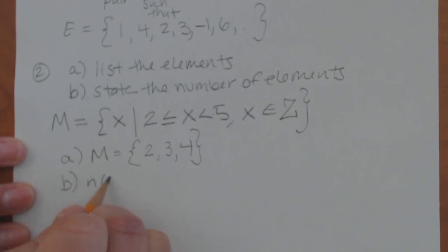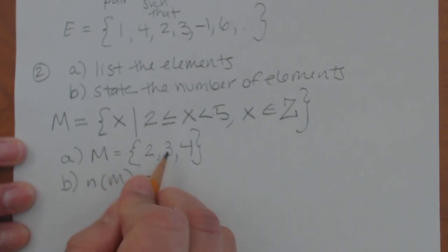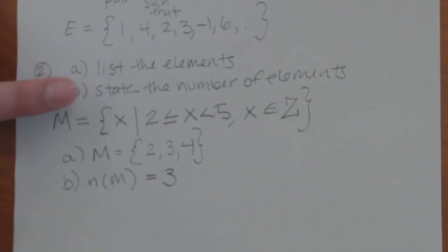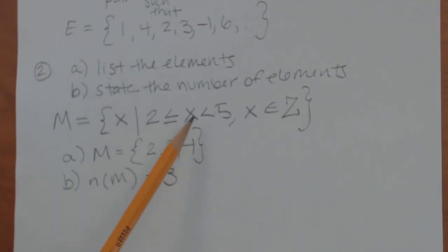And part B, the number of elements of set M. This is how we write it. You're going to see me writing it like this. When we get into probability, this is going to change to letter B. So the number of elements in set M, let's count 1, 2, 3, there's 3. And so that's how you list the elements and state the number. So it's really reading what you have, reading set builder notation that you're responsible for.